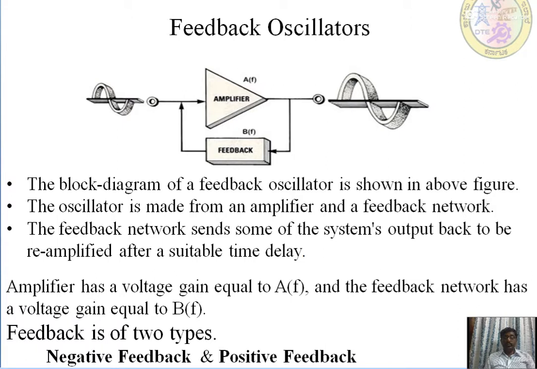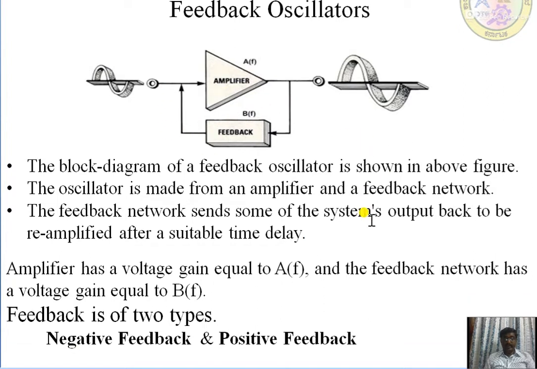The oscillator is made from the amplifier and feedback network. The feedback network sends some of the system's output back to be re-amplified after a suitable time delay. See, the feedback oscillator will have both an amplifier as well as a feedback circuit, and the feedback network sends some of the system's output back to re-amplify after a suitable time delay. The amplifier has a voltage gain of A of F, and the feedback network has a voltage gain equal to B of F, or normally we will call it A F and B.